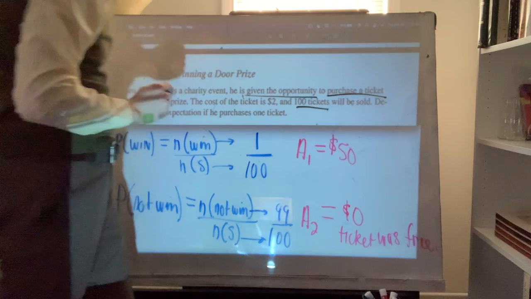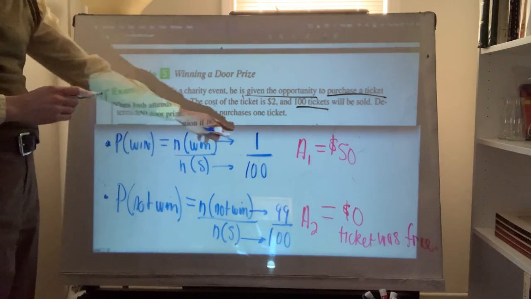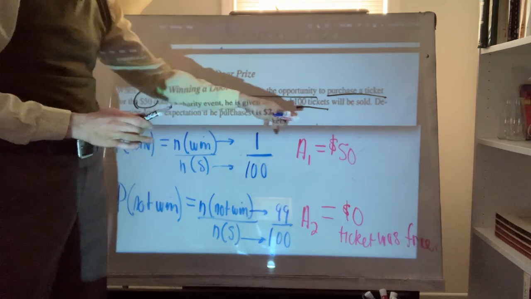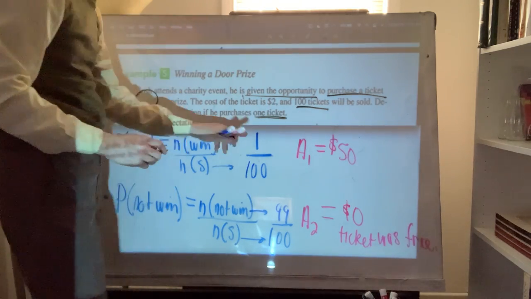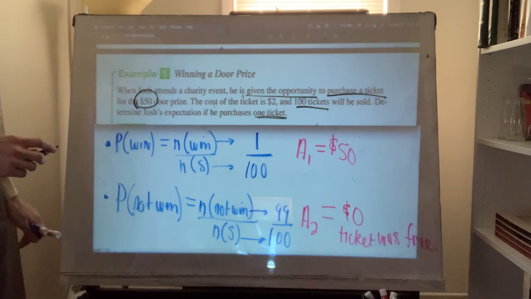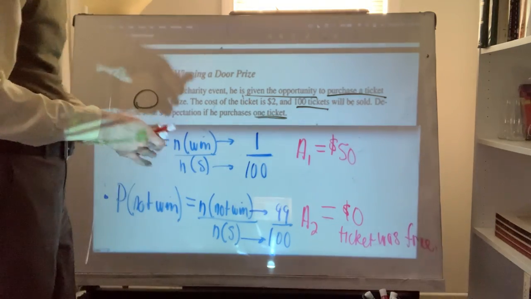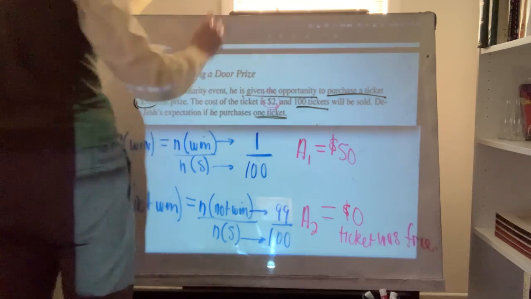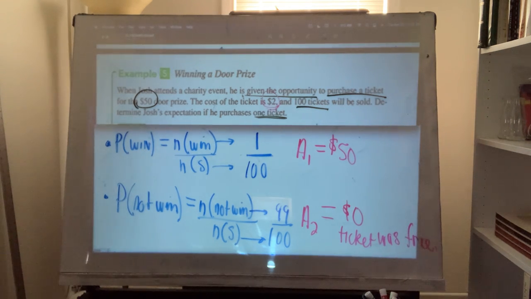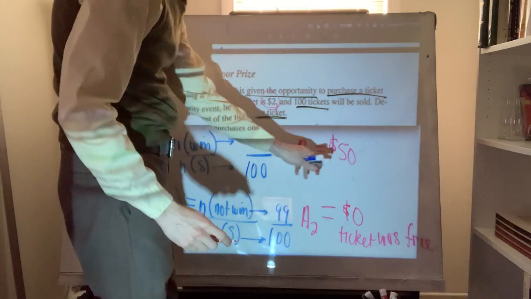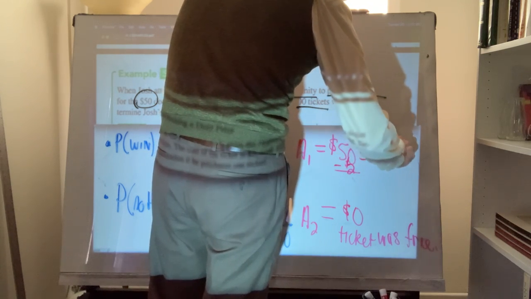There are still 100 tickets. So in terms of his probability, one thing hasn't changed. The probability of winning is still 1 out of 100 because it's still a raffle. It's still 100 tickets being given out, and let's just say this person purchases one ticket. So it's 1 out of 100. Now, initially, the prize was $50. But because the person has the opportunity to purchase a ticket that is $2, are they really winning $50? Not necessarily, right? $50 prize minus $2 would mean that this is really a $48 win.